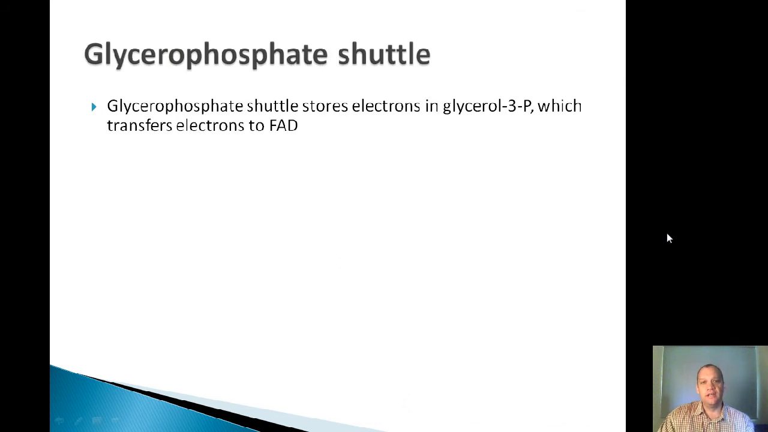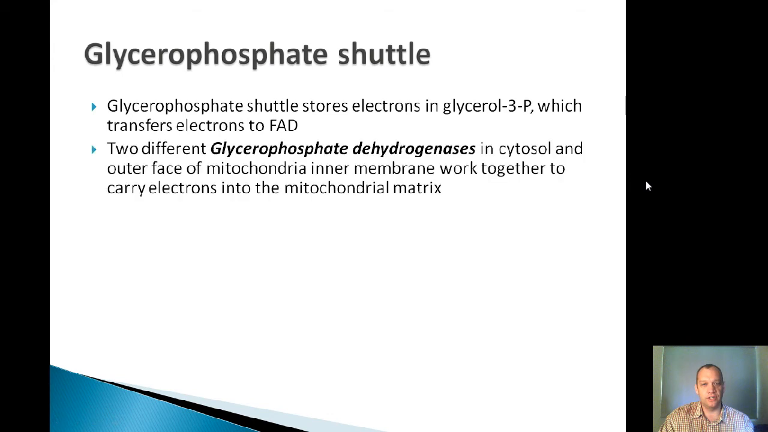Okay, so first, the Glycerophosphate shuttle is slightly simpler. It stores electrons in glycerol 3-phosphate, which it then transfers onto FAD. And you have two different glycerophosphate dehydrogenases. So it's two different enzymes. They're both glycerophosphate dehydrogenases. The one is in the cytosol and the one is in the outer face of the mitochondria in a membrane. And the two of them work together to carry electrons into the mitochondrial matrix.